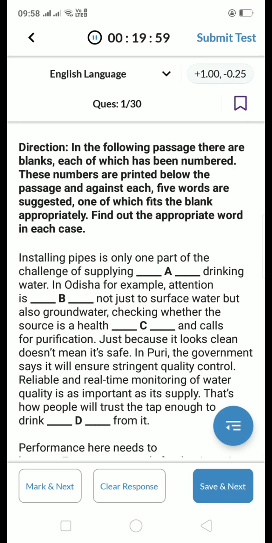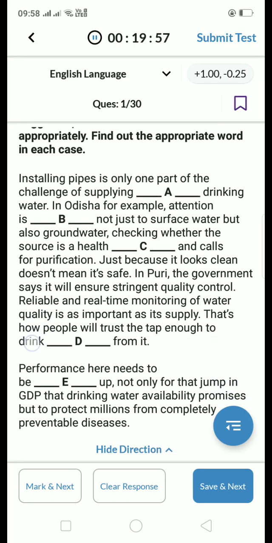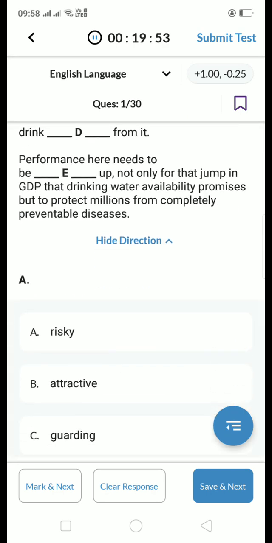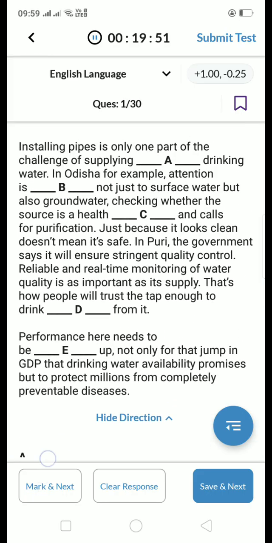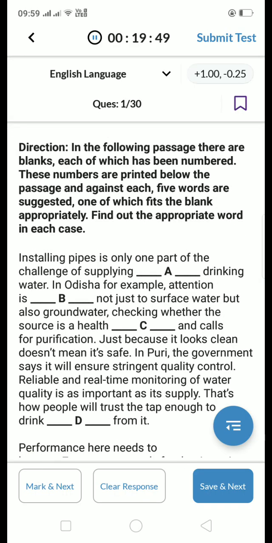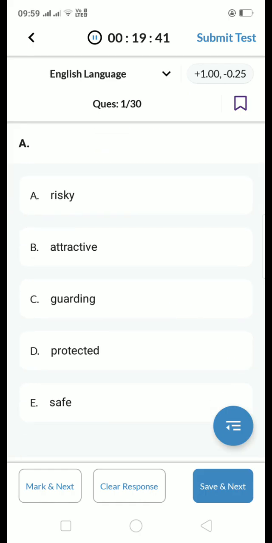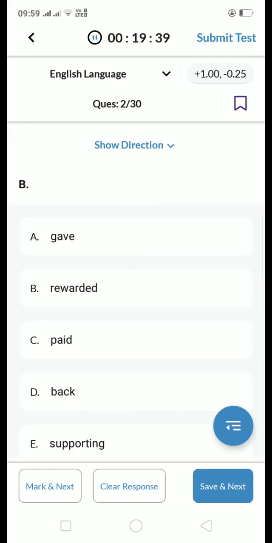Okay, so यहाँ पे कुछ टिप दे रहा है. Okay. So the first question has come और ये है close test. Okay. This shouldn't be that hard. Installing pipes is only one part of the challenge of supplying dash drinking water. Supplying safe drinking water. Easy.